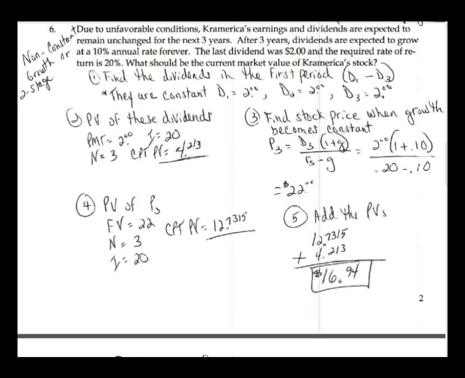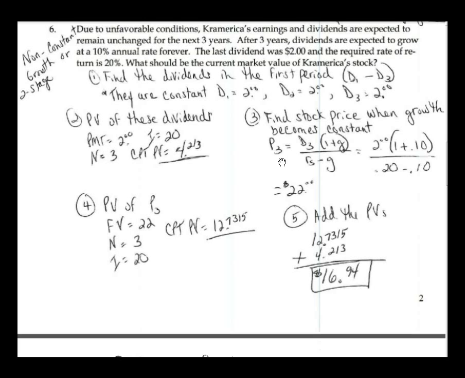Step 3, find the stock price when growth becomes constant. So when growth becomes constant, that's going to be after 3 years. So that's basically P sub 3. Conditions remain unchanged for the next 3 years. After those 3 years, that's kind of your cue for what your sub number is going to be, if you will, for the price. And in this case, it's going to be 3 when growth becomes constant.